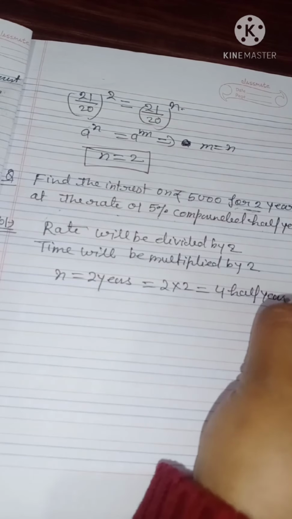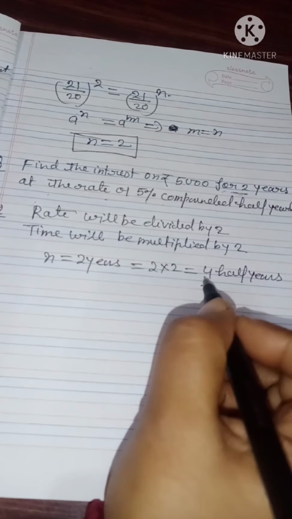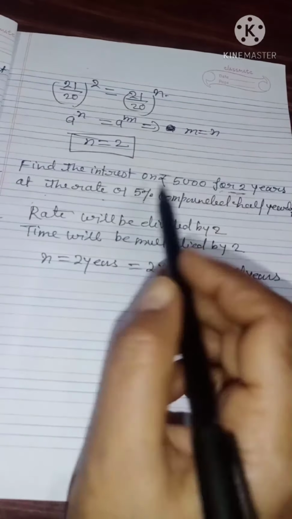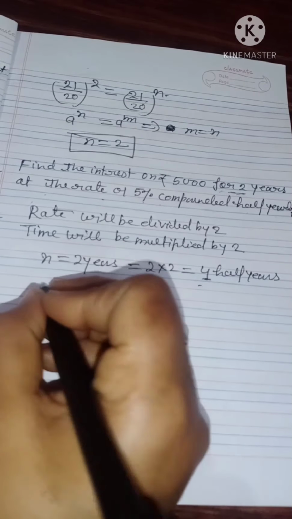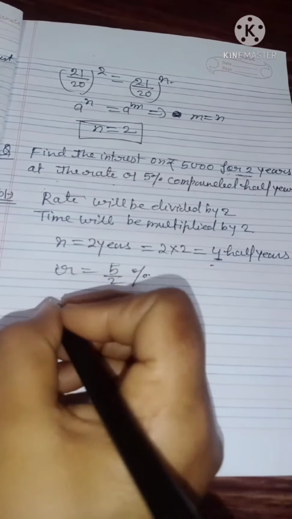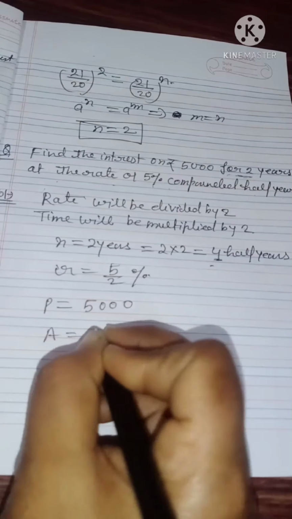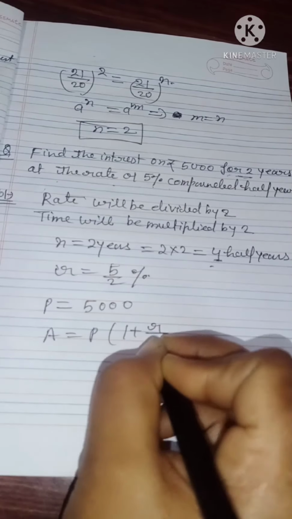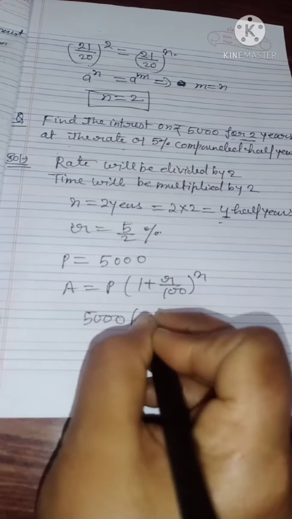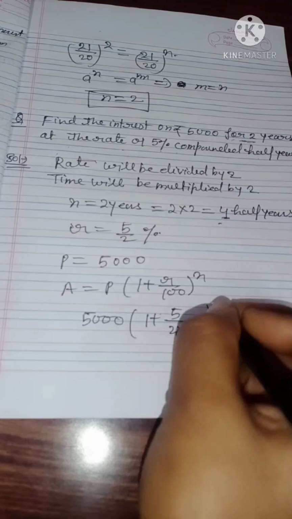So you can see that 4 half years means 6 months, 4 times will be there, okay? So it's okay. And the rate is 5, so R will be 5 upon 2%. And P is equal to 5,000. So A is equal to P (1 plus R upon 100) to the power n. P is 5,000, 1 plus R is 5 upon 2 into 100, and n means 4.